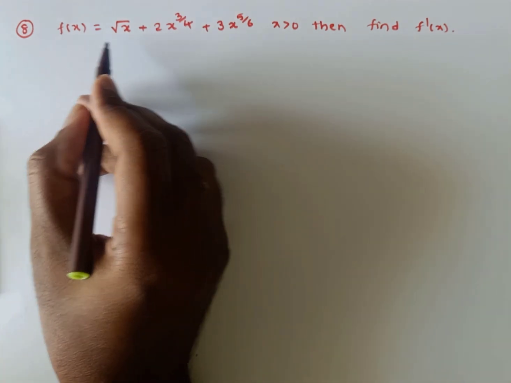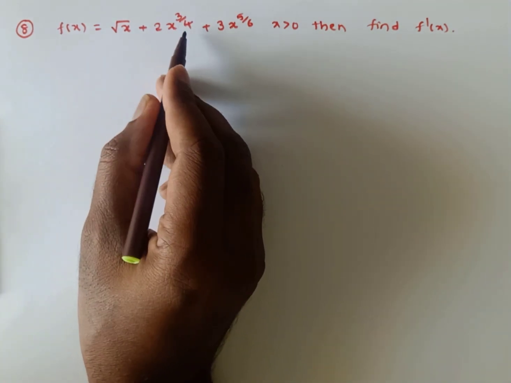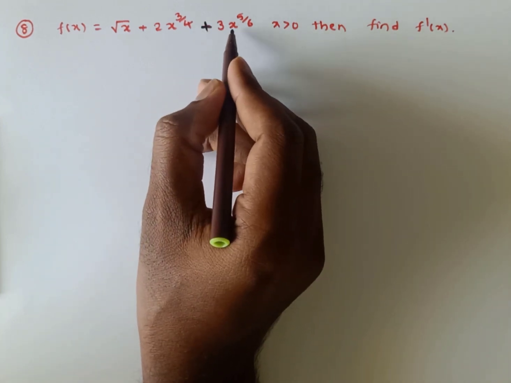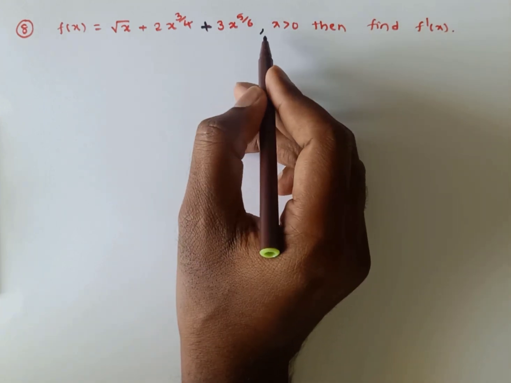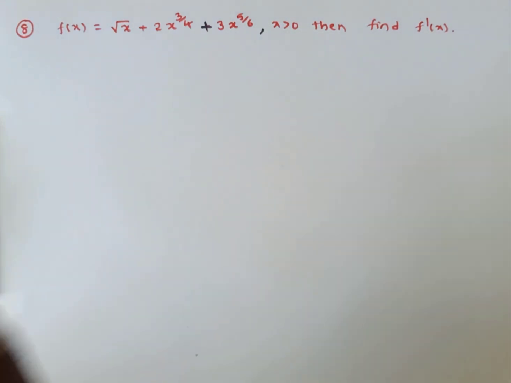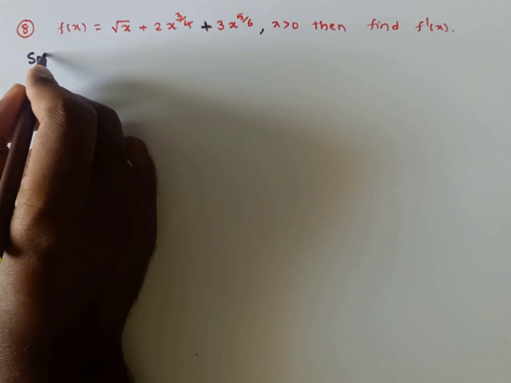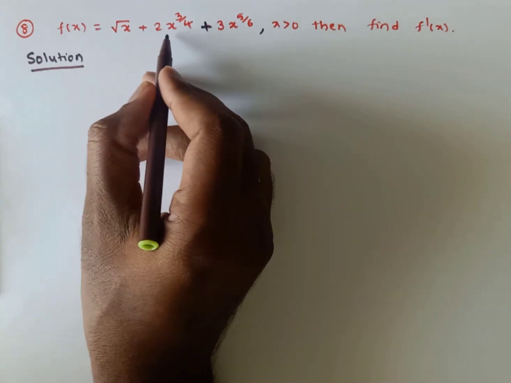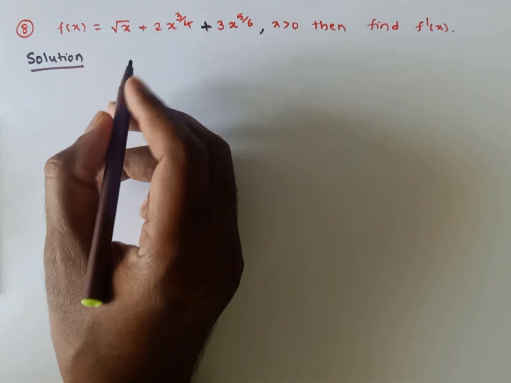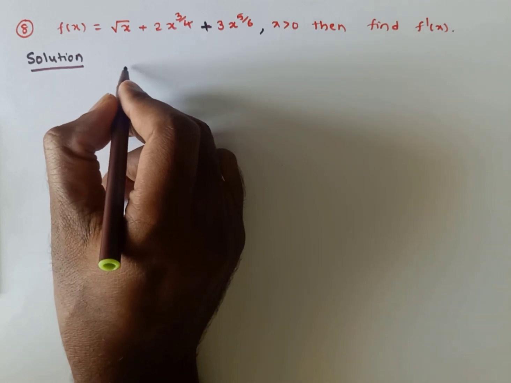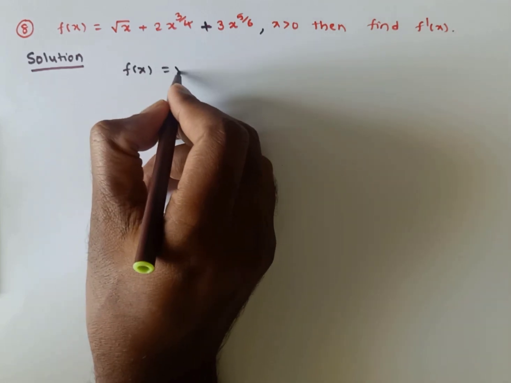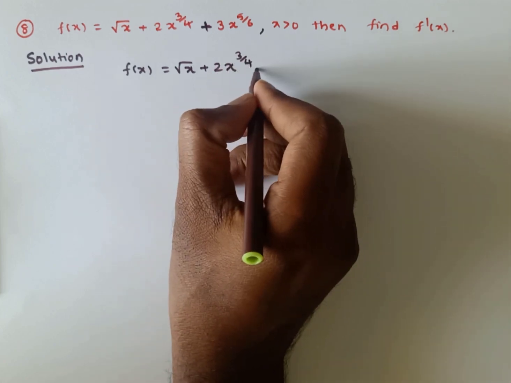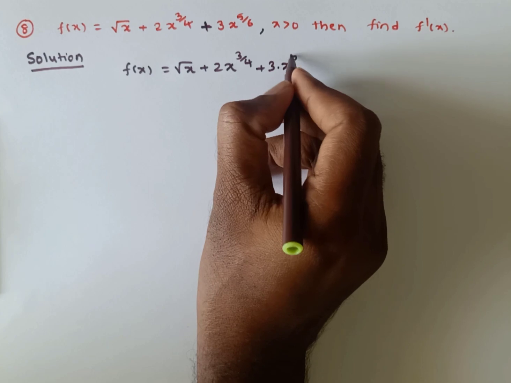If f of x is root x plus 2 into x to the power of 3 by 4 plus 3 into x to the power of 5 by 6, where x is greater than 0, then find the derivative of this function. Here f of x is given, but the function contains 3 terms, f plus g plus h. So we need to apply the derivative for this. So here f of x equals root x plus 2 into x to the power of 3 by 4 plus 3 into x to the power of 5 by 6.